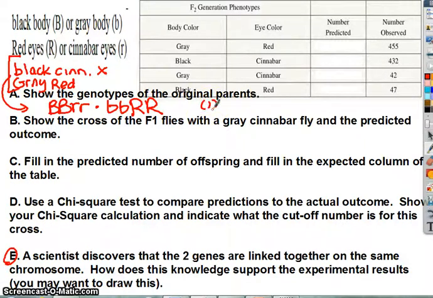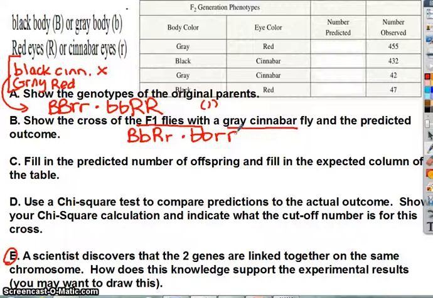I gave a point for getting that cross correct. The second one says that they took the F1 of this and crossed them with a gray cinnabar. So I gave a point if you figured out what the F1 would look like, which would be big B, big R, crossed with little b, little r. So that was the cross, you got a point for that.